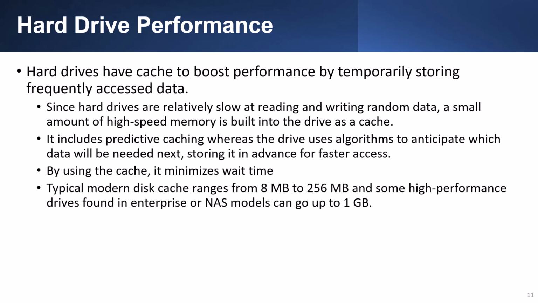Hard drives have cache to boost performance by temporarily storing frequently accessed data. Since hard drives are relatively slow at reading and writing random data, a small amount of high-speed memory is built into the drive as a cache. It includes predictive caching, where the drive uses algorithms to anticipate which data will be needed next, storing it in advance for faster access. By using the cache, it minimizes wait time.